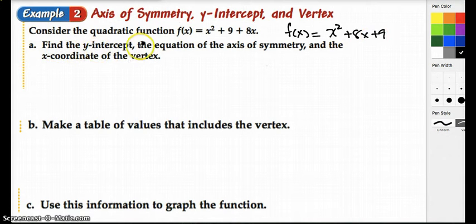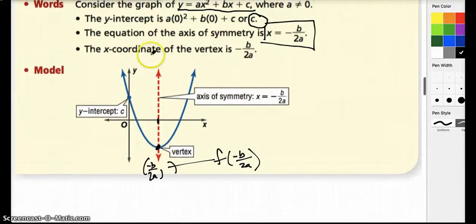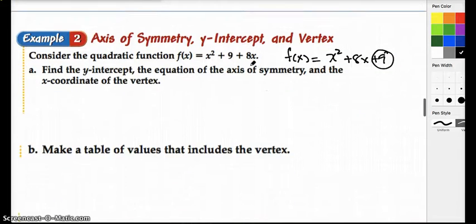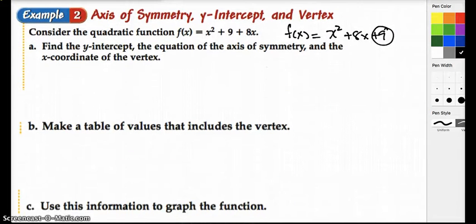Find the y-intercept. The y-intercept is going to be the 9, right? Remember, y-intercept is c from our little picture up here. It told us the y-intercept is going to be the c value, the number that's left alone. So we call the y-intercept 9. When I write the y-intercept, I like to write it as a point. So it's (0, 9). That's the y-intercept, and that was pretty easy to get.